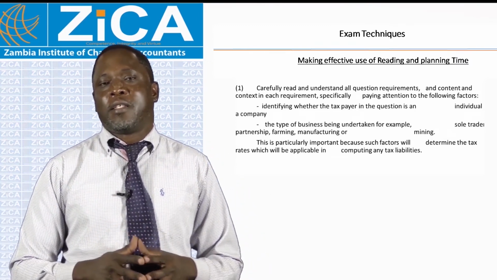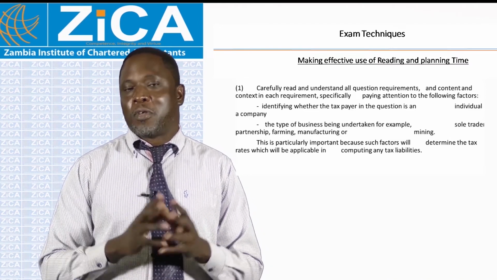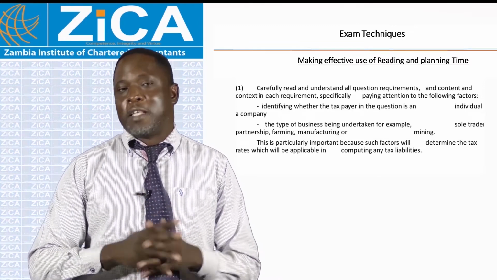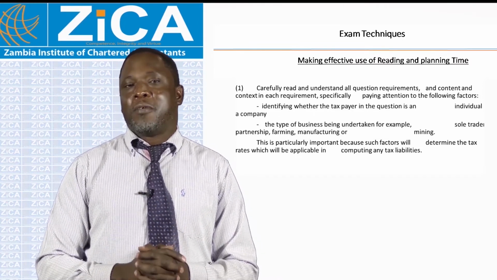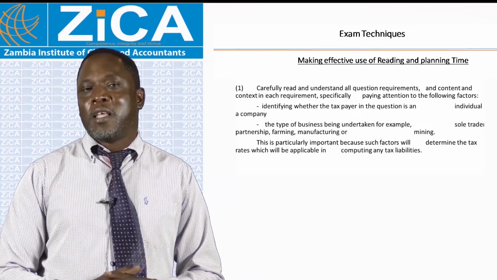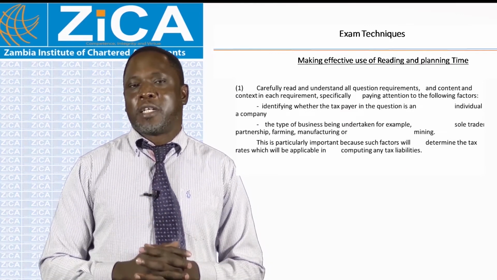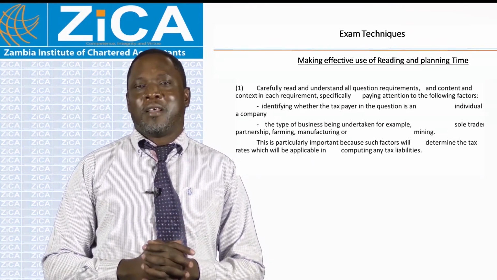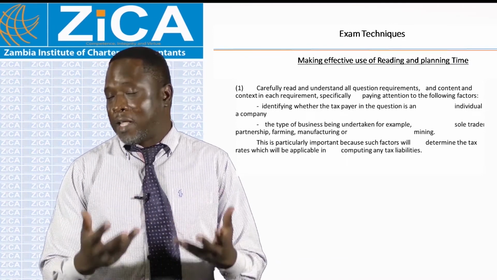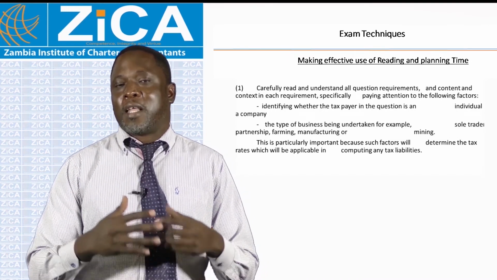Why is that important? It will determine the tax rate which you are going to use to tax that particular taxpayer. Also identify, if it is a company, what type of company am I dealing with? Is it a company engaged in mining operations? Am I dealing with a company engaged in farming operations? That again is important, because you know that companies engaged in mining are taxed at 30%. Companies engaged in farming are taxed at 10%.